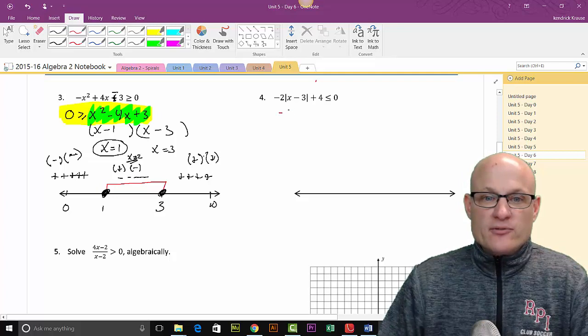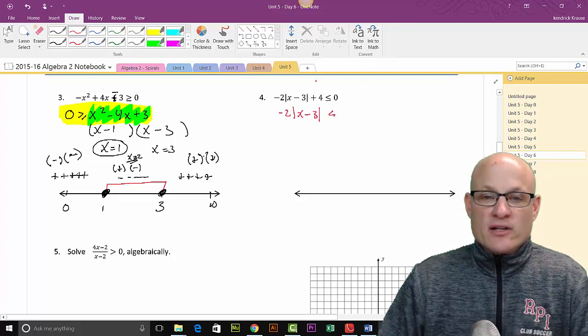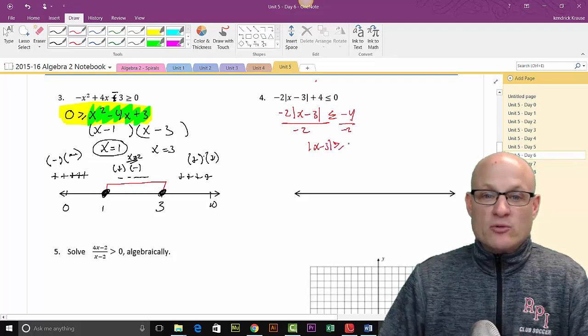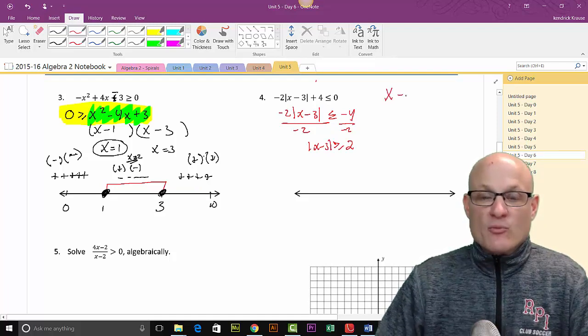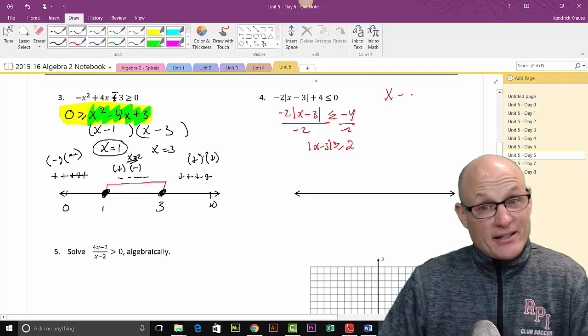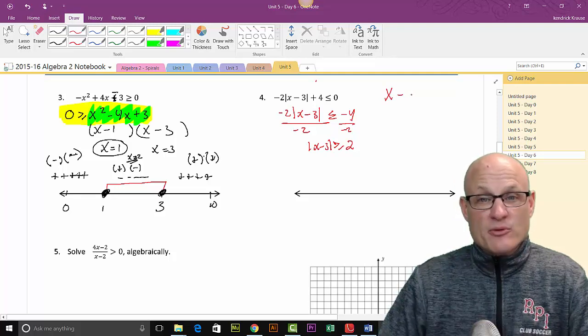So you get negative 2, absolute value of x minus 3 is less than or equal to negative 4. Divide by negative 2, divide by negative 2, and I get x minus 3 is greater than or equal to positive 2. Now I'm going to set it up into two problems. Why did I switch it? Because you divided by a negative. So when you divide by a negative, you got to remember to switch the sign.